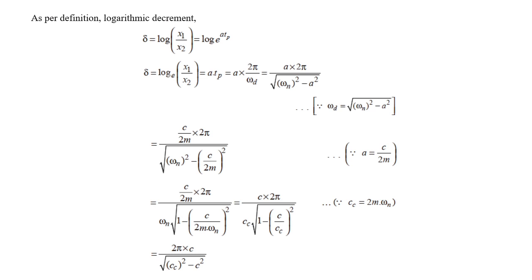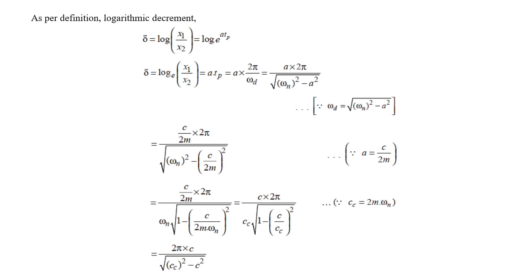Now, what is logarithmic decrement? It is defined as the natural logarithm of the amplitude reduction factor. The amplitude reduction factor is the ratio of any 2 successive amplitudes on the same side of the mean position.